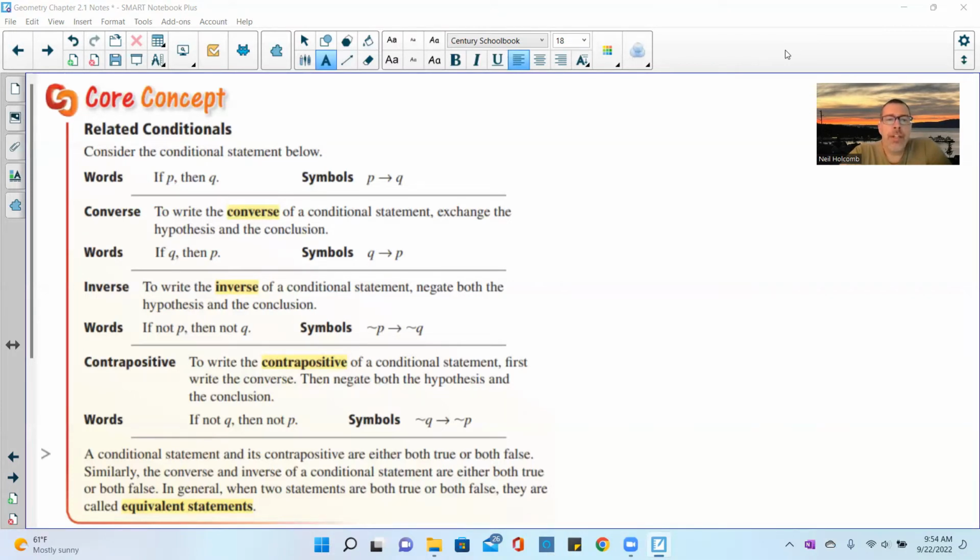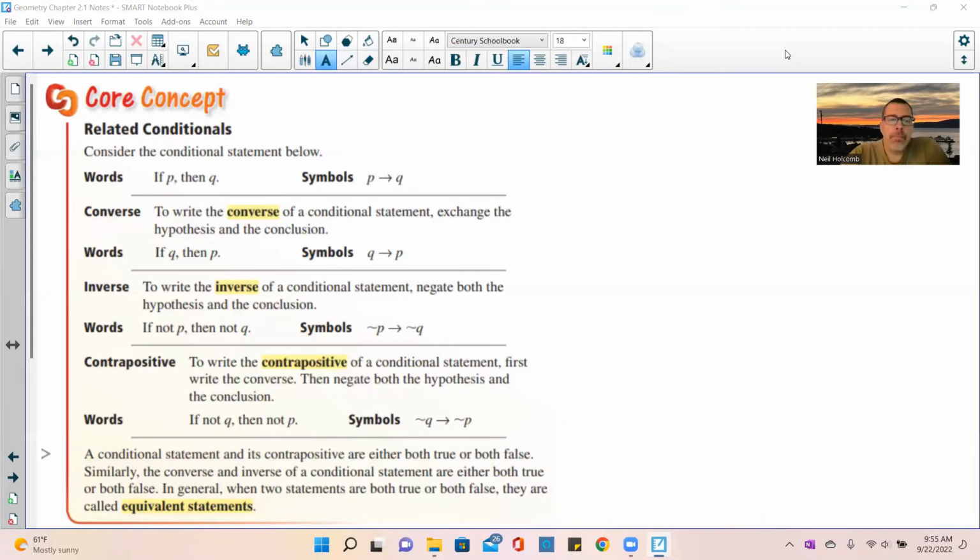Contrapositive: write the contrapositive. That is a combination of converse and inverse. That means you switch the hypothesis and the conclusion and negate both. So to write the contrapositive of the conditional statement, first write the converse, then negate both hypothesis and the conclusion. So if we originally had if P, then Q, it's going to end up being if not Q, then not P. So the symbol is not Q implies not P.